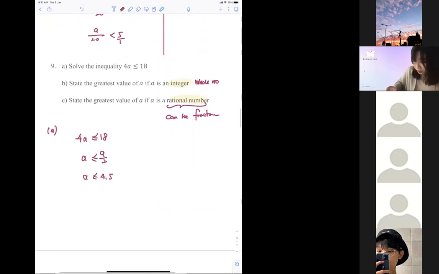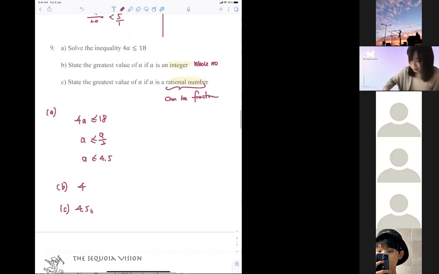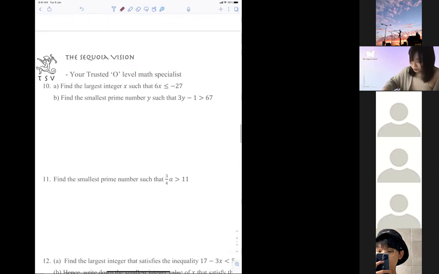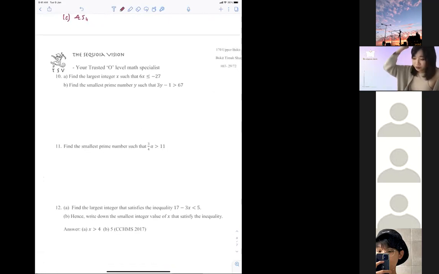Some of you are new. Very good. If you want the greatest integer, it must be smaller than or equal to 4.5. So the greatest it can be is 4. But if 4.5 is allowed as a fraction, the greatest it can be is 4.5. All right, those who sent me, you got it right. Very good. So can we carry on?